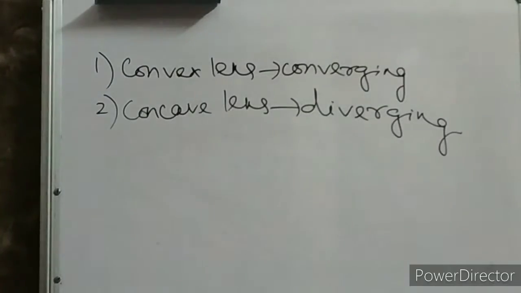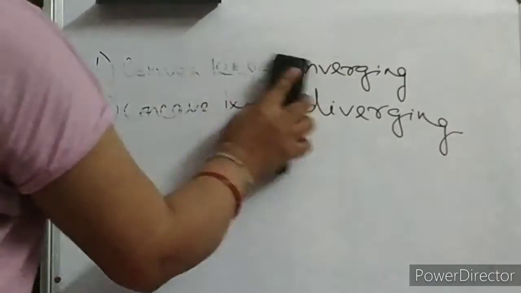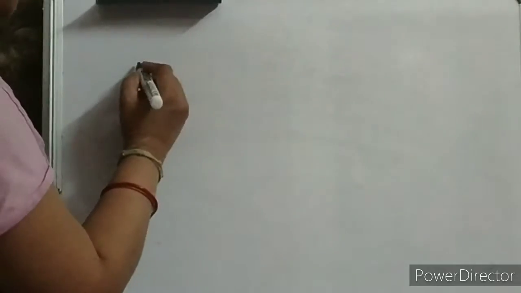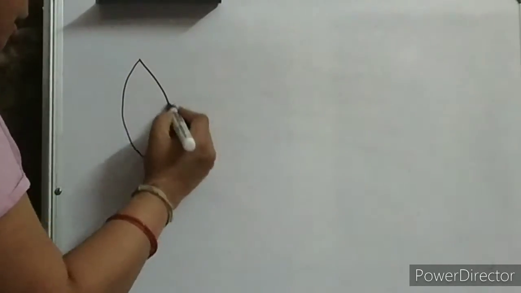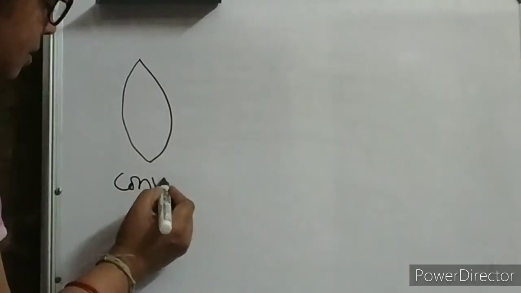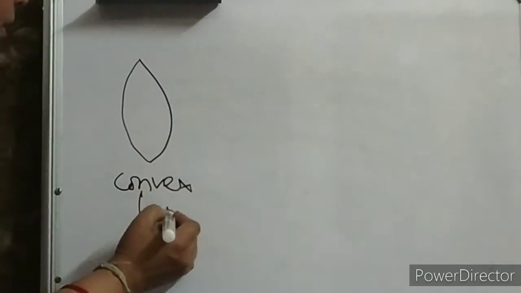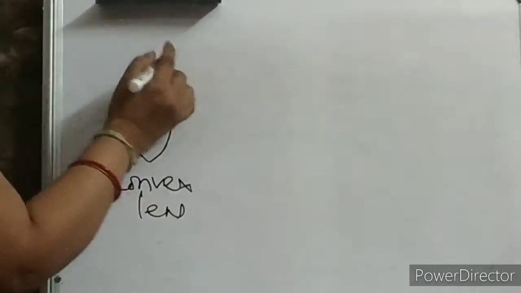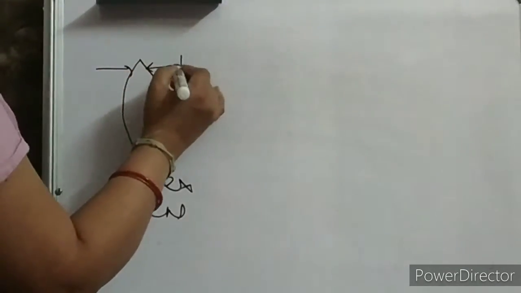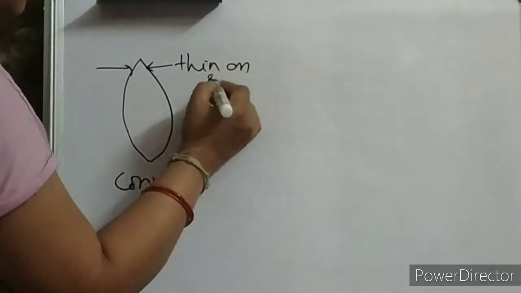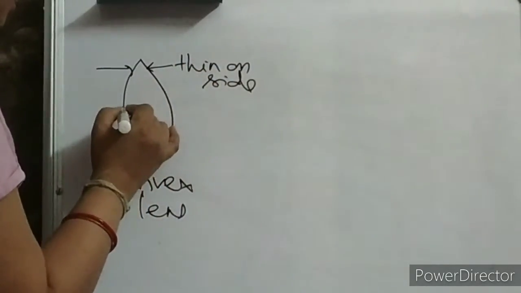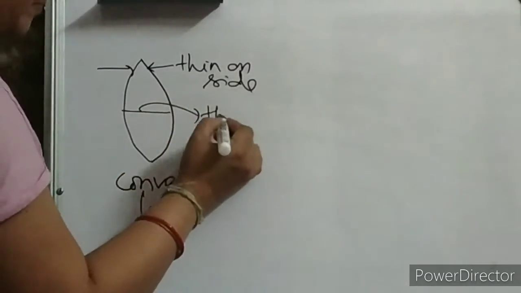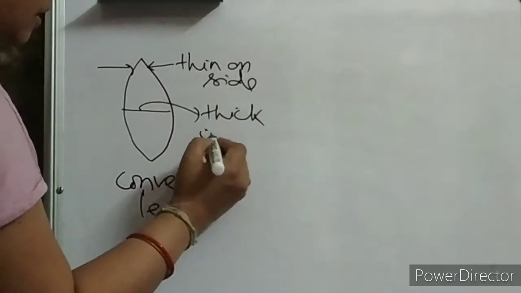Okay. Now, what is this convex lens? First, tell me the shape of the convex lens. Just now we have seen. This is convex. The convex lens is thick in the middle and thin on the sides. Thin on the sides, and see, this is thick in the middle.